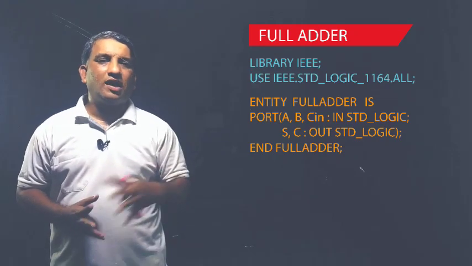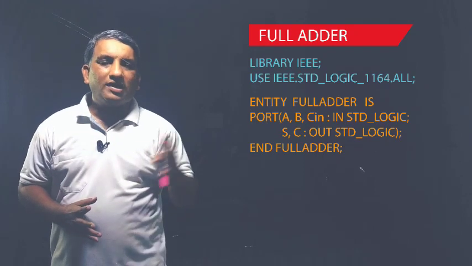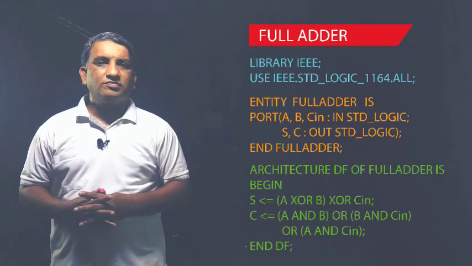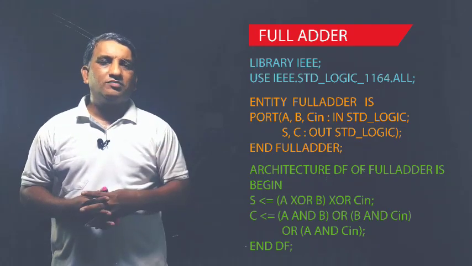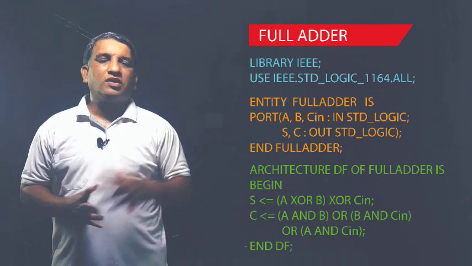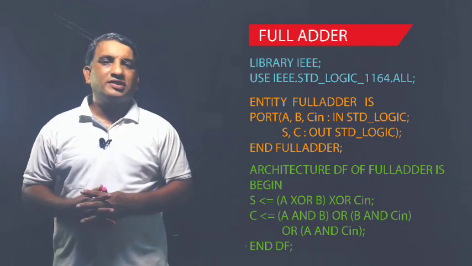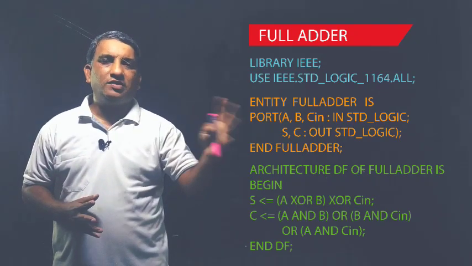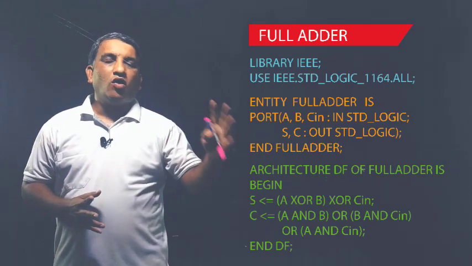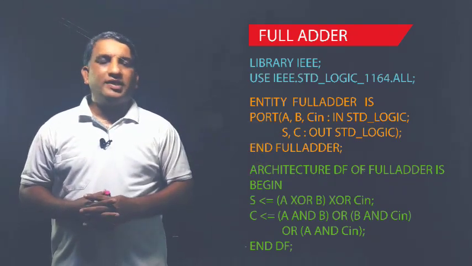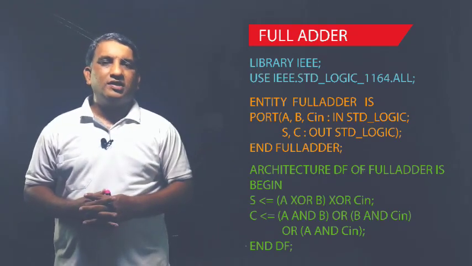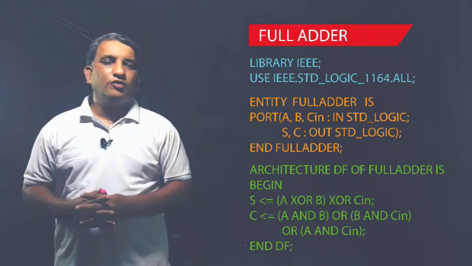Now I will write down the architecture. Now architecture part will start with the architecture keyword. After the architecture, I will give the name to this architecture. Again, the same name I am preferring, that is DF. DF stands for data flow. Then keyword is off. ऑफ के बाद हम लिखेंगे नेम ऑफ द एंटिटी जिसके लिए हम आर्किटेक्चर लिख रहे हैं. So we are writing the architecture for the full adder. So that's why I will write down the full adder.